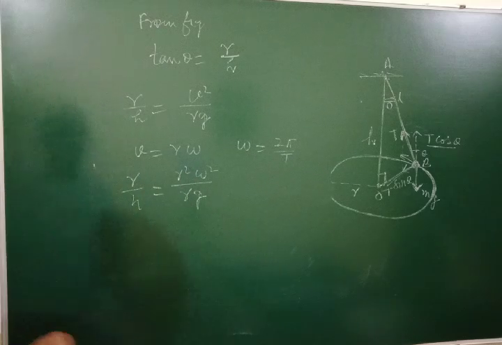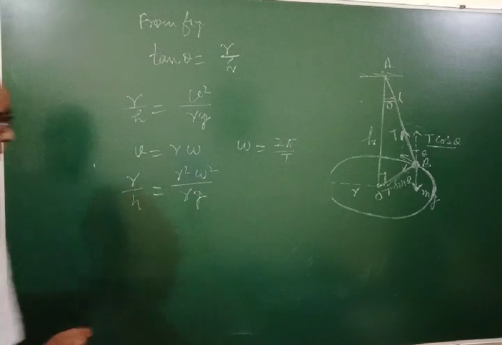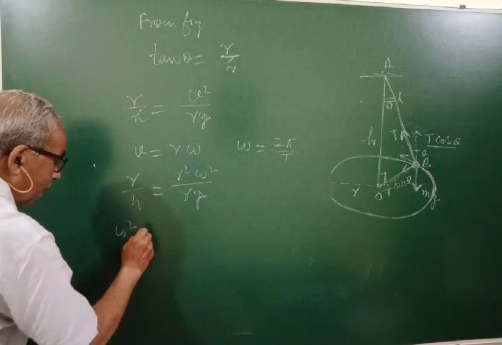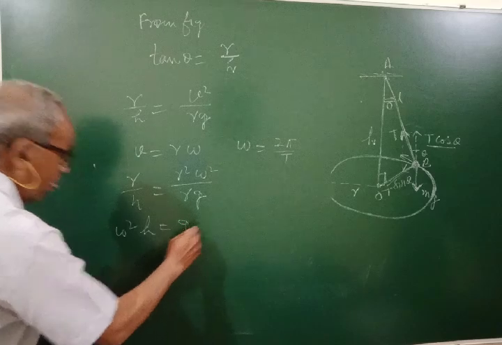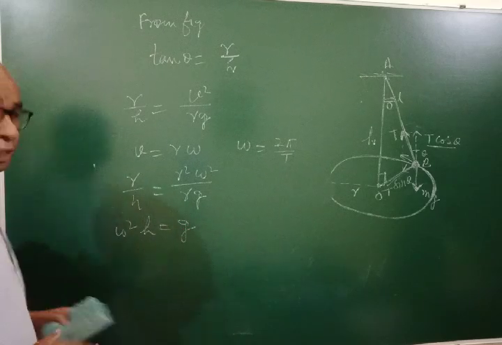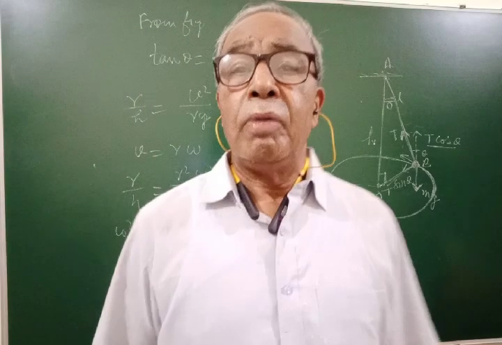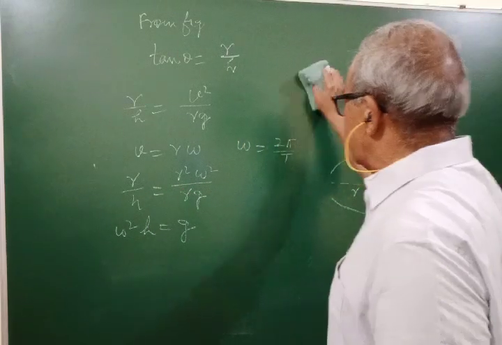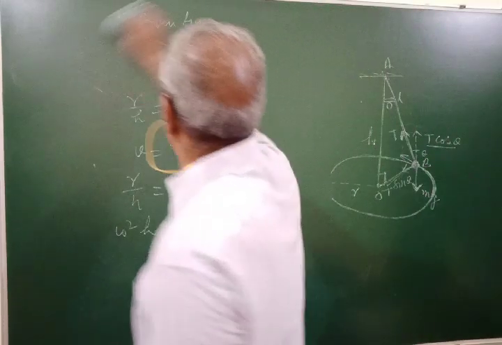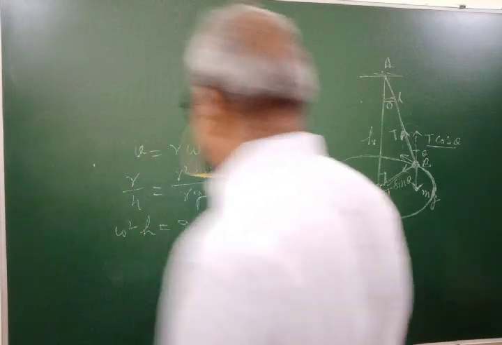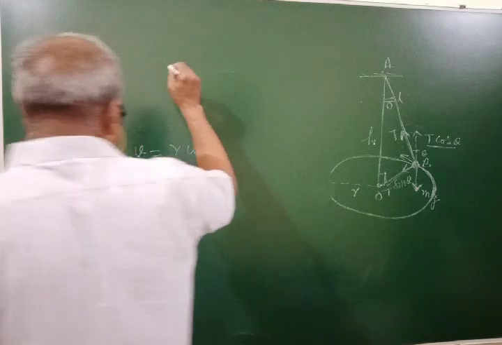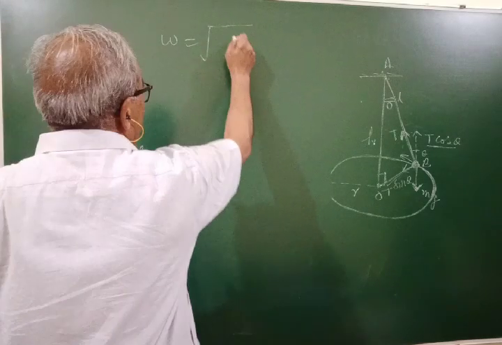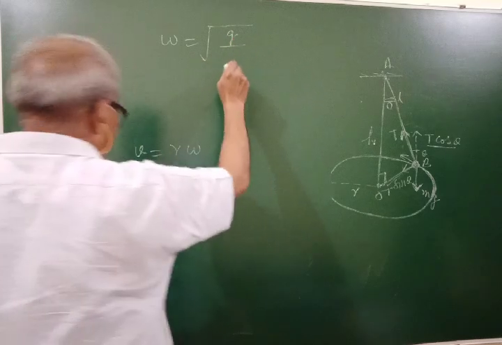All r can get cancelled. So here what do we get? Omega square h is equal to g. What is here g? What is small g? Acceleration due to gravity, which remains constant at a given place, whose value we take 9.8. So from here we get that omega is equal to under root g upon h.